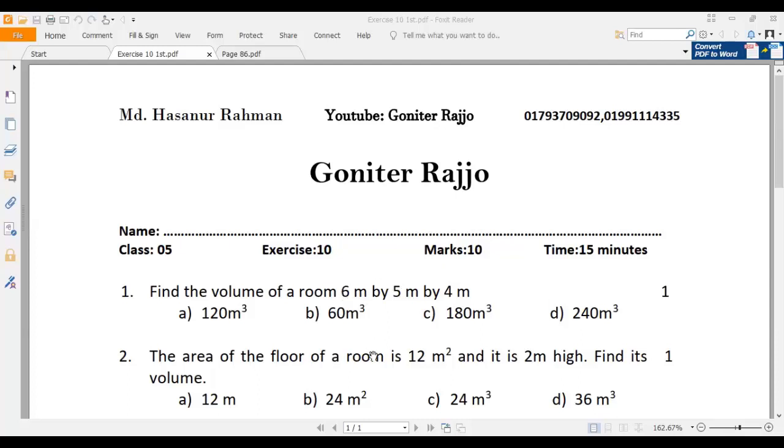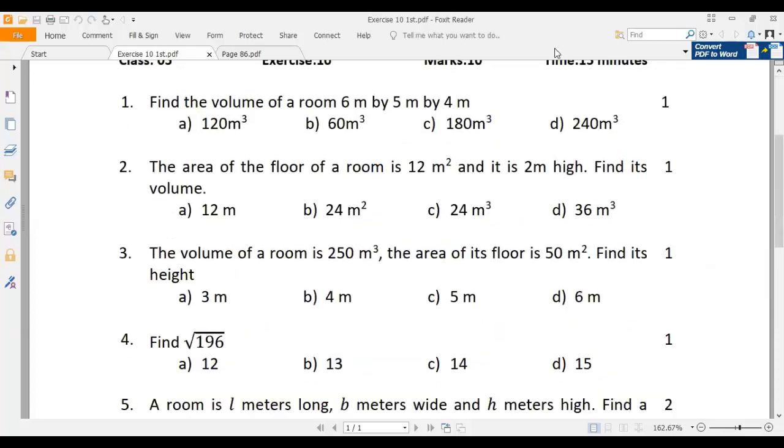So how can you solve this problem? Look at number one. Number one says, find the volume of a room 6 meter by 5 meter by 4 meter. We know that volume of a room is length multiplied by breadth multiplied by height. So what is the length here? Length is 6, breadth is 5, and height is 4. And what will be the unit? Meter cube.